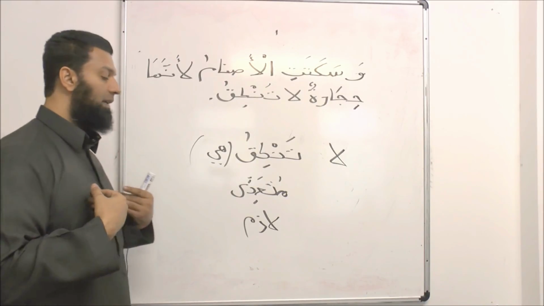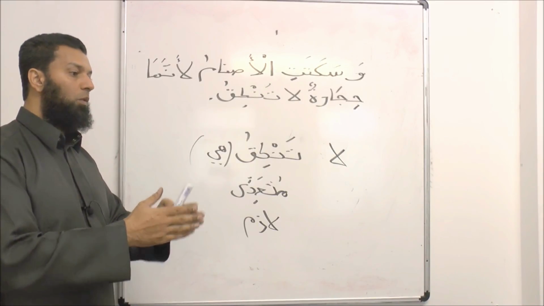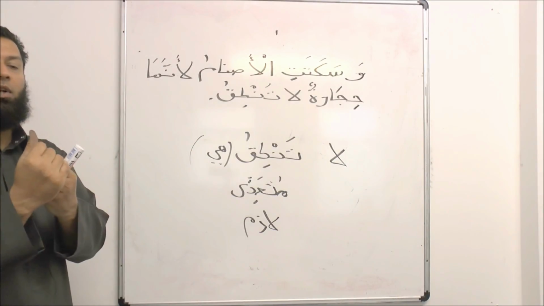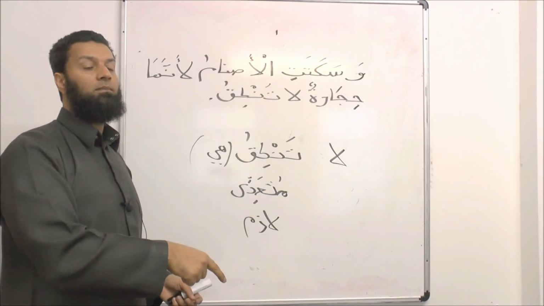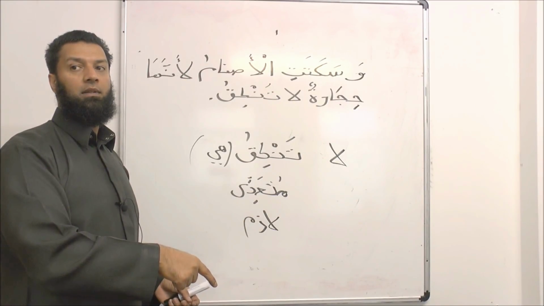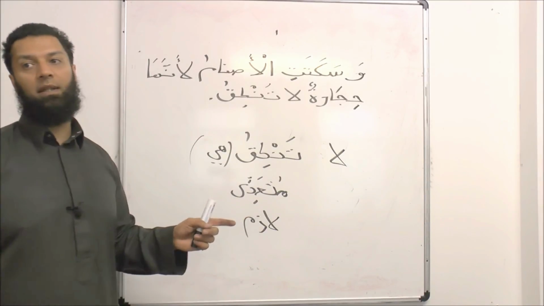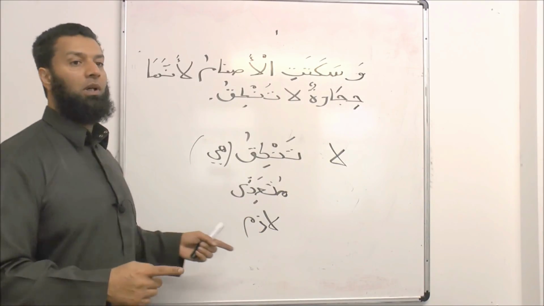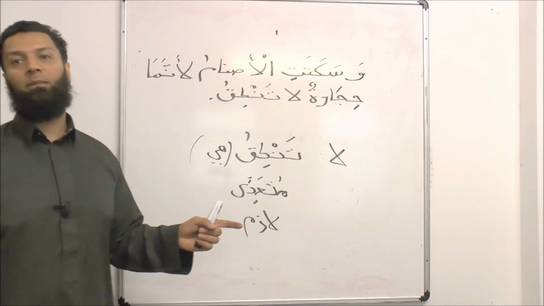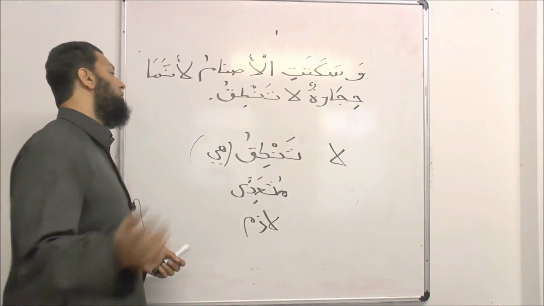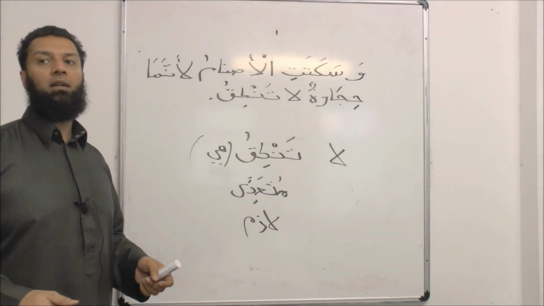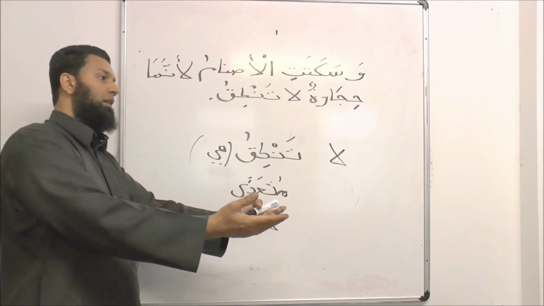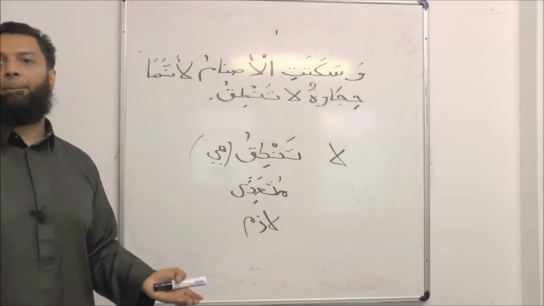What you're saying is that where you have a verb whose action goes beyond the doer, then that is a muta'addi. Where you have a verb that doesn't go beyond the doer, then that's a lazim. What does that mean, going beyond the doer? It means the effect of that action falls upon somebody else.